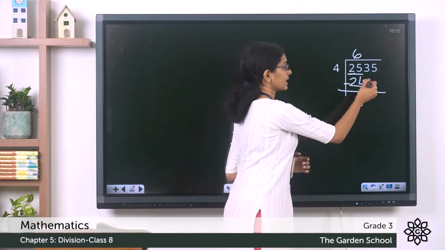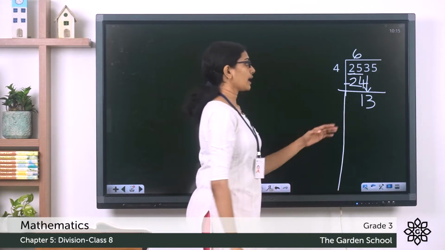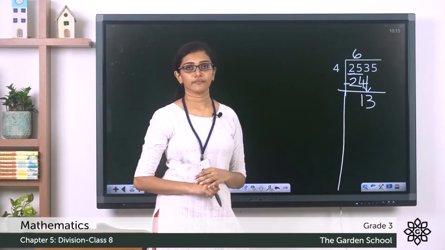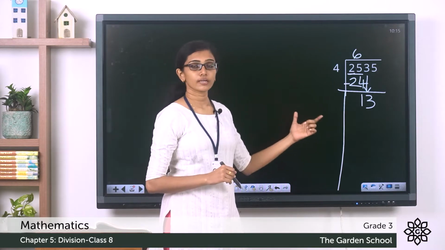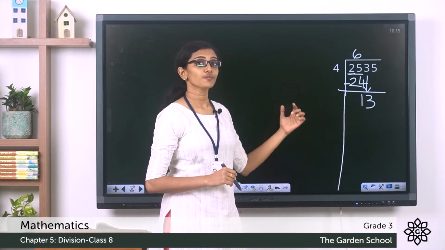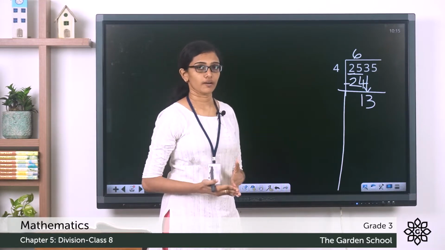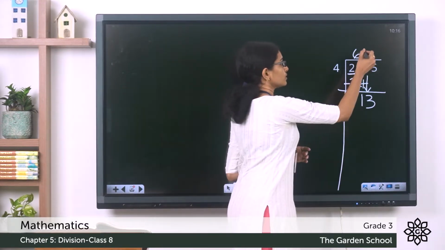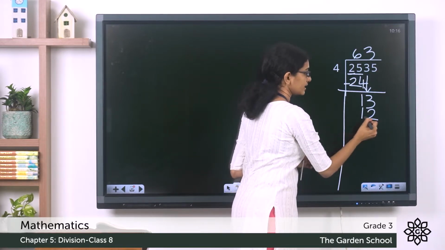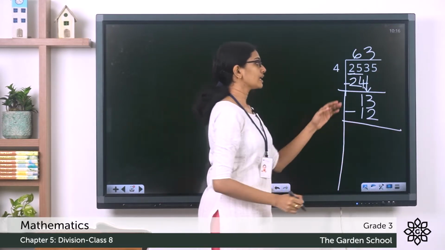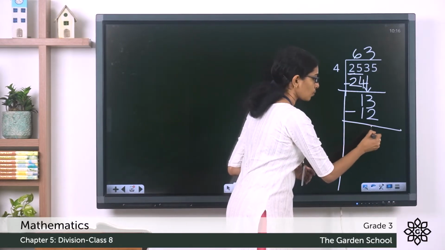Now bring down the next digit, which is the digit 3. So right now we have 13 divided by 4. And how many 4s will go in 13? 4 1s are 4, 4 2s are 8, 4 3s are 12, 4 4s are 16. So 4 3s are 12, that is enough. So let's write that 3 here. 4 3s are 12. Write it here. Subtract the numbers. 13 minus 12 is equal to 1.